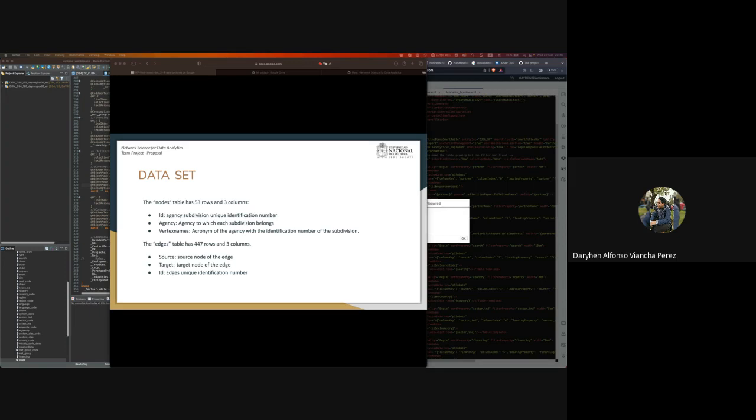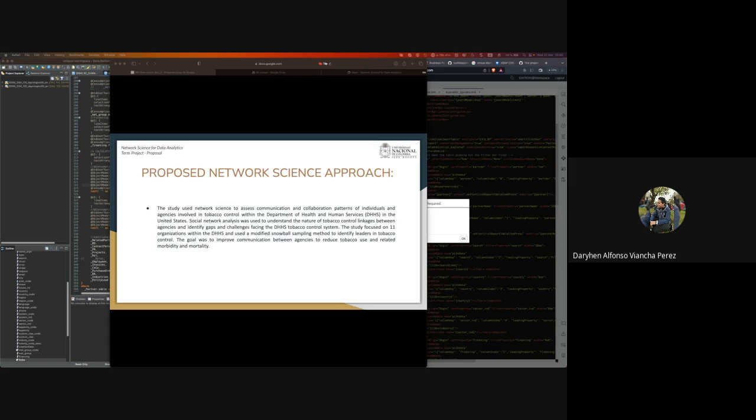This study uses social network analysis to evaluate communication and collaboration patterns among individuals and agencies involved in tobacco control activities in the Department of Health and Human Services in the United States. The goal was to help agencies communicate more effectively and ultimately reduce tobacco use and other health issues.